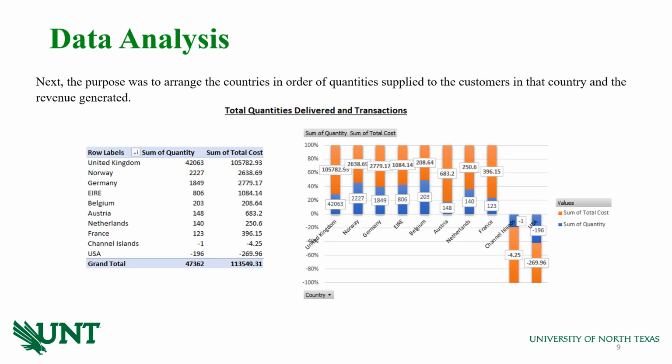The purpose was to arrange the countries in order of the quantities supplied to customers in the country and the revenue generated, the total quantities delivered, and the transactions between the countries. The highest is United Kingdom. The countries are United Kingdom, Norway, Germany, Belgium, Australia, Netherlands, France, Channel Islands, USA. USA shows a negative marking of 269.